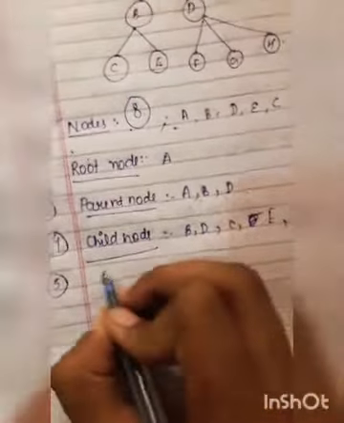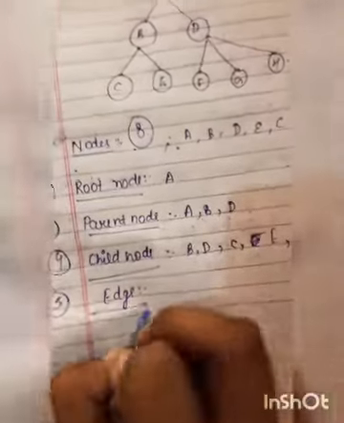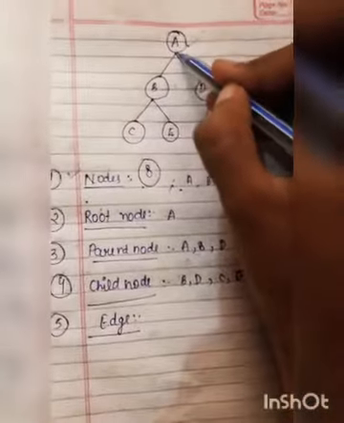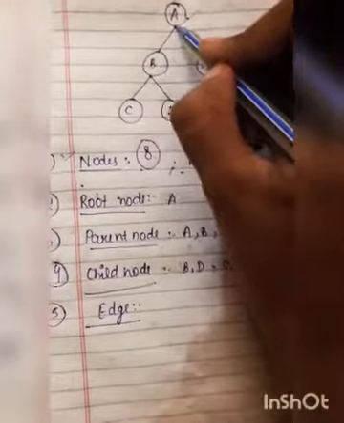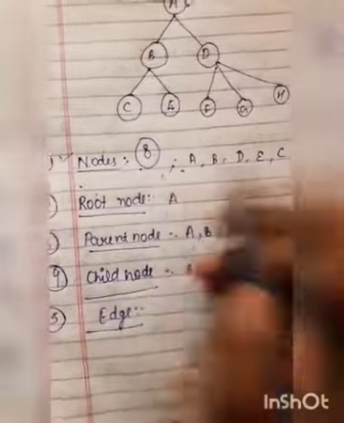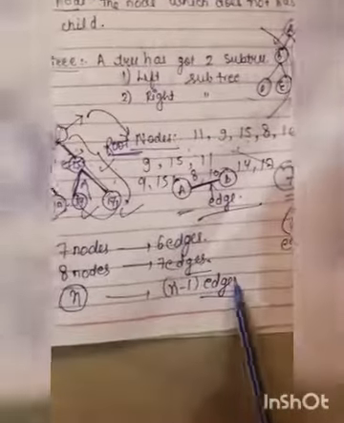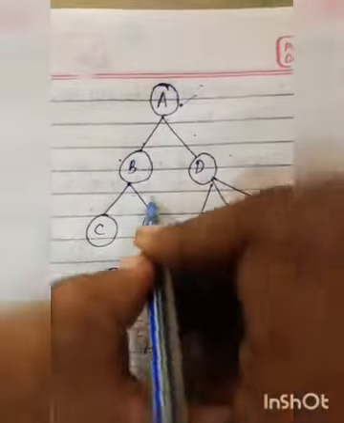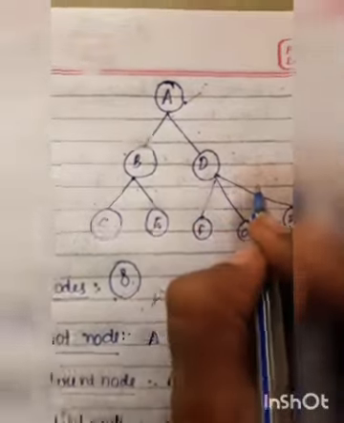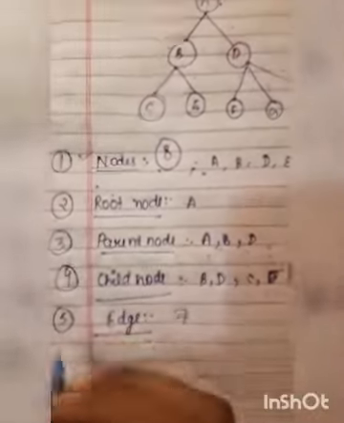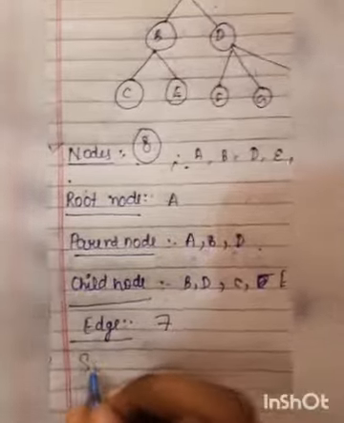Next, there will be edge. How many edges are here? I told you the connecting link between two nodes is called an edge. I also told you the formula: if there are 8 nodes, how many edges will there be? 7. If you forget this, n nodes means n minus 1 edges. So here you can count also if you forget this: 1, 2, 3, 4, 5, 6, 7. 7 edges are there.